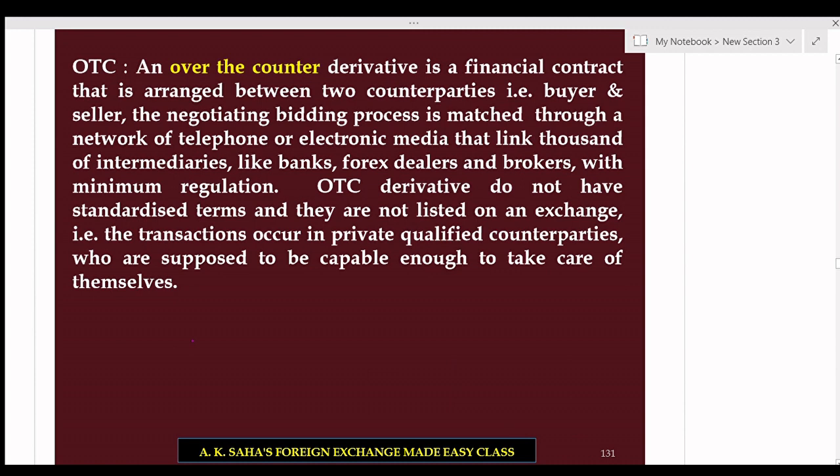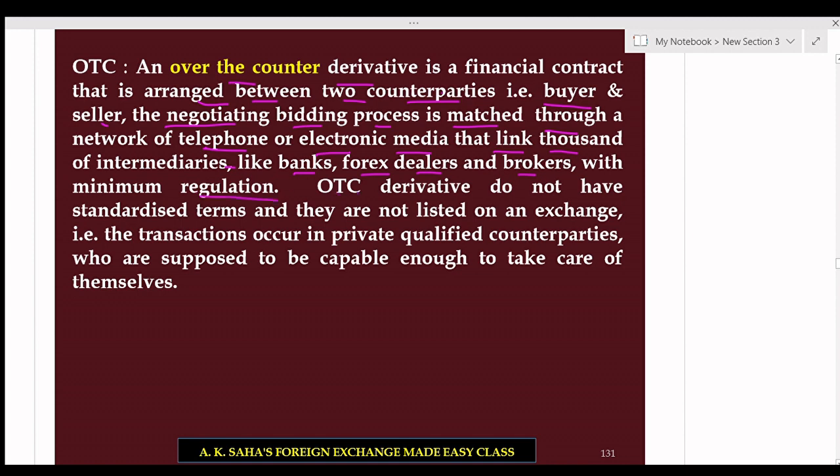OTC, an over-the-counter derivative, is a financial contract that is arranged between two counterparties, that is, buyer and seller. The negotiating bidding process is matched through a network of telephone or electronic media that link thousands of intermediaries like banks, foreign exchange dealers, and brokers with minimum regulation.